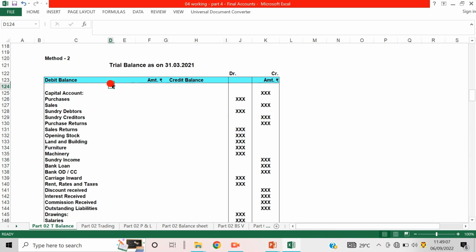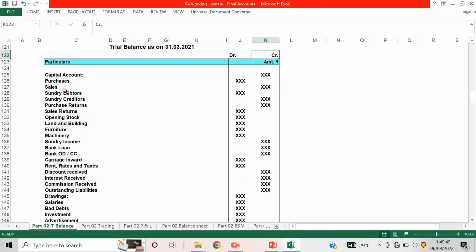Here the particulars are taken in a single column. The debit column and credit column are taken together, side by side. This side is the debit side and this side is the credit side. So now the items are taken here like this.